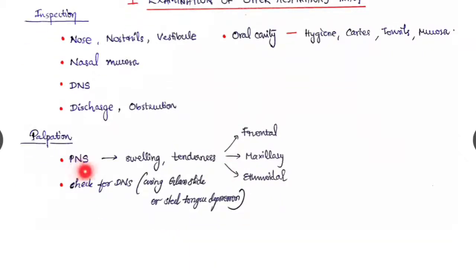And also the palpation: the paranasal sinuses we will palpate, whether there is any swelling, and also we'll check the tenderness. Tenderness we check in the frontal sinus, maxillary sinus, and ethmoidal sinus. And we have to check for the DNS, if we have time, using a glass slide or any steel tongue depressor kept beneath the nostril.